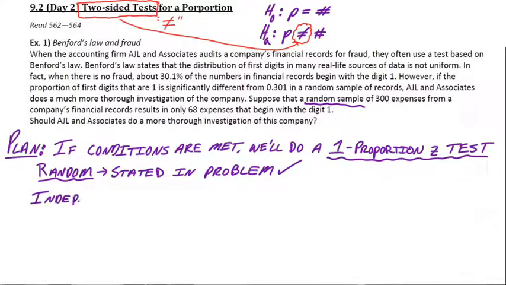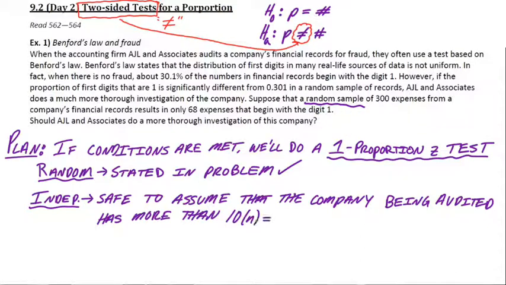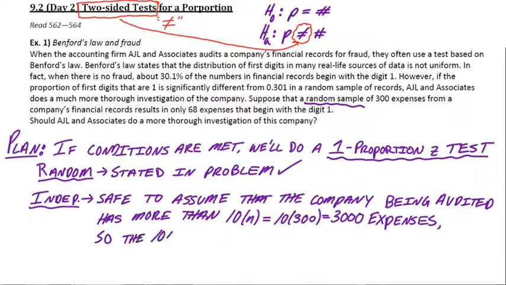The independence condition, I assume they sampled without replacement when they grabbed those 300 expense reports, so we can just talk about the 10% condition. I think it's safe to assume that the company being audited has more than 10 times the sample size, in this case 300. So they probably have more than 3,000 expenses. So that means the 10% condition would be met, and there's a check mark. If it's a big enough company, they're going to have at least 3,000 expenses, so the 10% condition's all good. So independence condition is done.